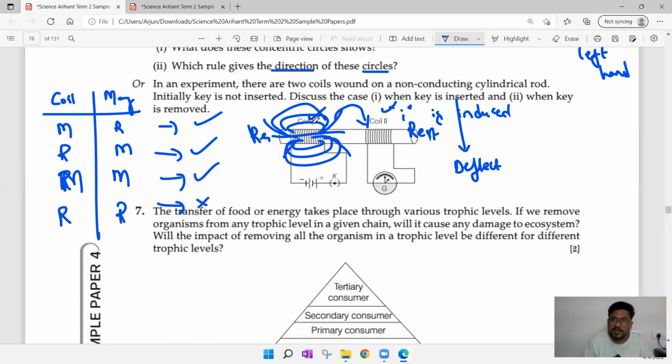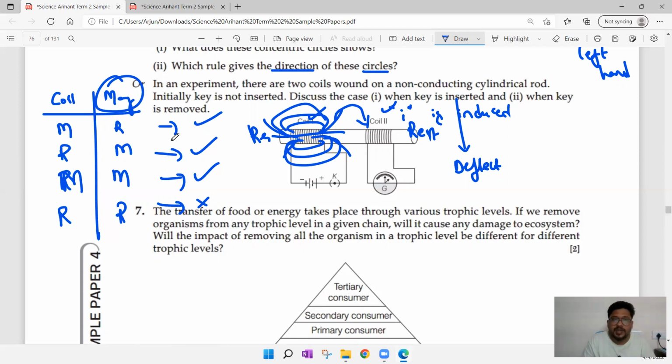Now coil 1 is at rest. You are talking about a magnet, but there are 2 coils now. In coil 1 a magnetic field is produced, so you can consider that one as a magnet, as a solenoid. That is also a magnet. Because both are at rest, we will get just a deflection and it comes back to the original position.